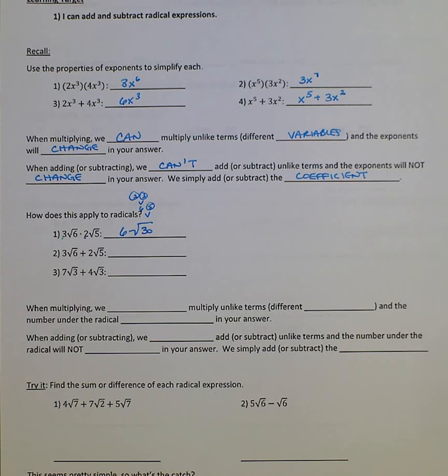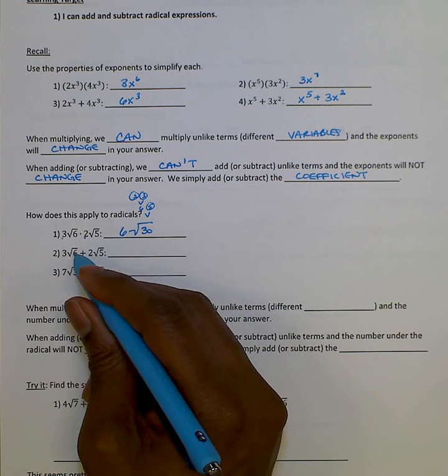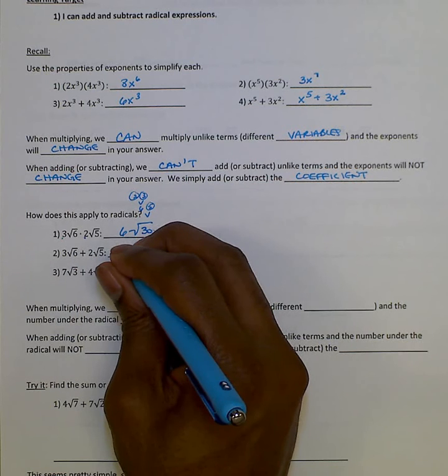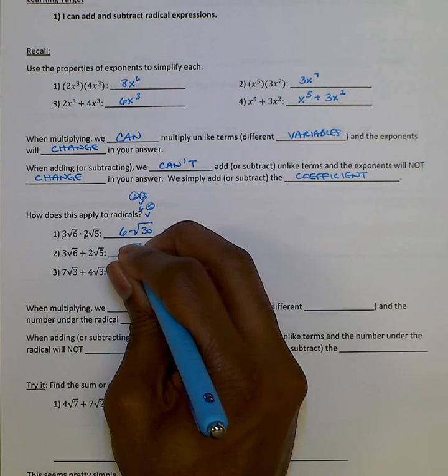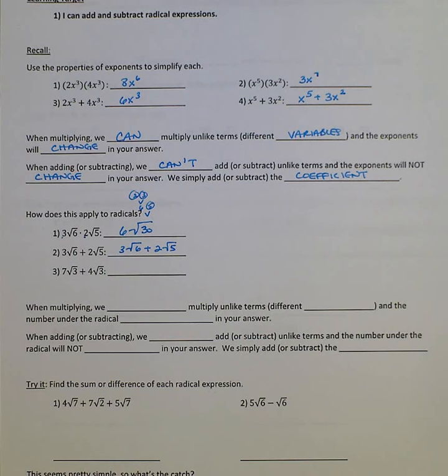Now adding, remember that we need to have like radicals in order to add, or like terms. So we have 3 radical 6 and 2 radical 5. They aren't like terms. They don't simplify or anything, so our final answer would be 3 radical 6 plus 2 radical 5. Not pretty, but our final answer.